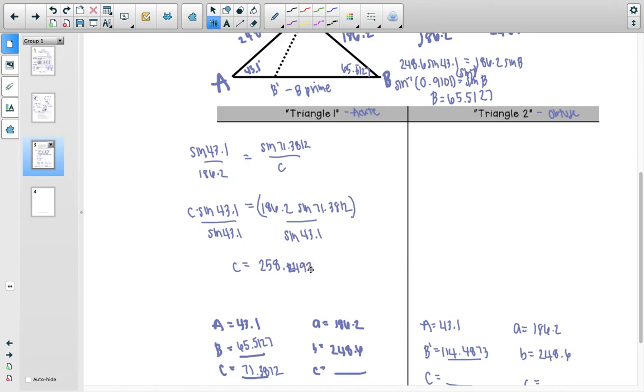258.2493. Again, my answer key for these completed notes is a little bit different. It's fairly close. I don't know if I rounded something wrong or it's because I'm going to 4 decimal places, and on my completed notes I went to 3. All right, so that's that.